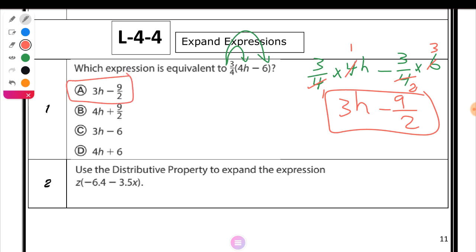Use the distribution property to solve this one. Okay, z multiply negative 6.4, then z multiply negative 3.5x. First one, positive, negative, negative. 6.4 multiply z, so it's 6.4z. Okay. Positive, negative, negative, so it's negative 3.5xz. Okay? Directly. So the variable here I can multiply it.